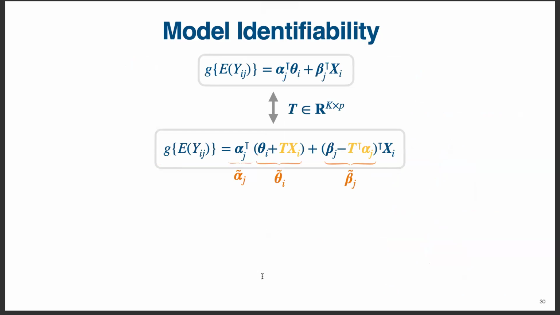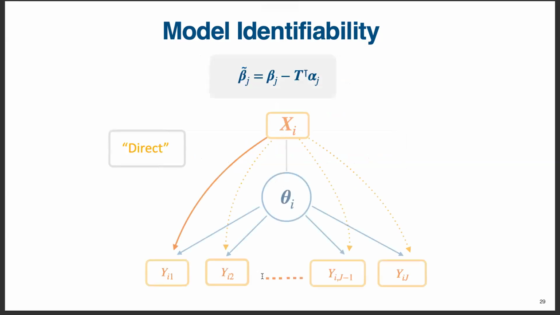Now the identifiability issue follows from the form of the mean function. For any set of parameters alpha, theta, and beta, if you do a linear transformation involving this T matrix, transforming beta to beta tilde and theta to theta tilde, then this leads to the same value on the right side of the two equations. Therefore, beta, theta, and theta tilde, beta tilde are identifiable only up to this linear transformation involving the T matrix. That's the identifiability issue for beta.